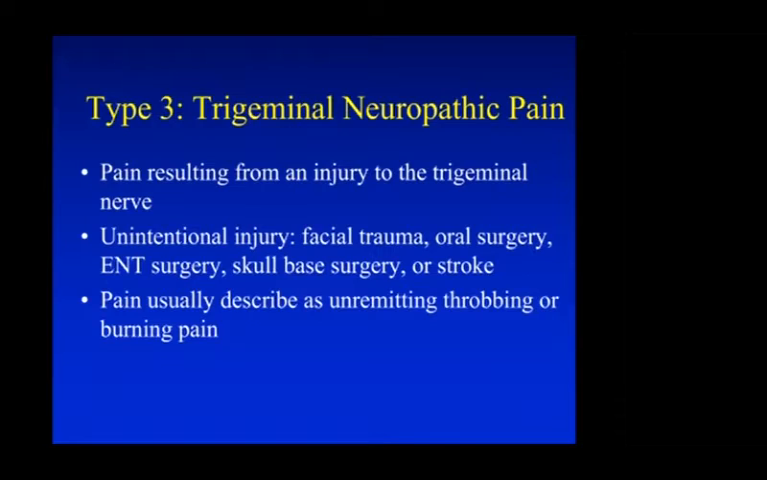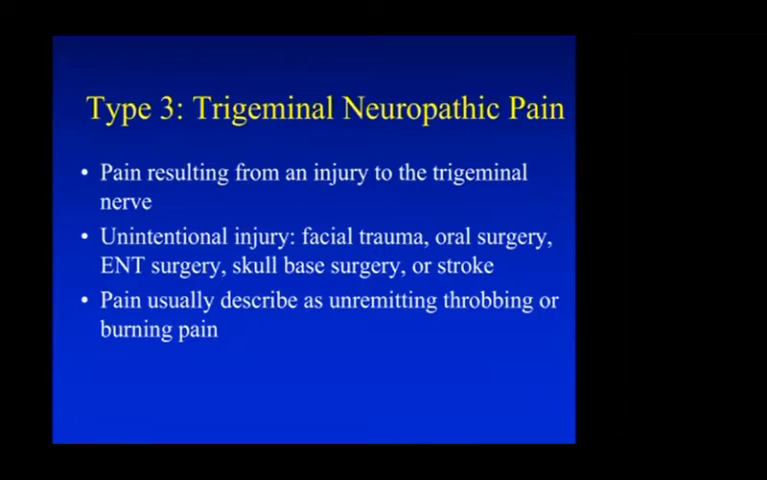So the third category is type 3, and this is trigeminal neuropathic pain. And you notice I'm not saying trigeminal neuralgia here. We're saying neuropathic pain. So this is a type of facial pain that results from an injury to the trigeminal nerve itself. So the nerve is injured, and maybe as it healed, it didn't heal quite correctly, or it healed with some scar tissue, and that's changed the nerve itself and created a situation where the nerve is just not quite normal, and then that results in pain.